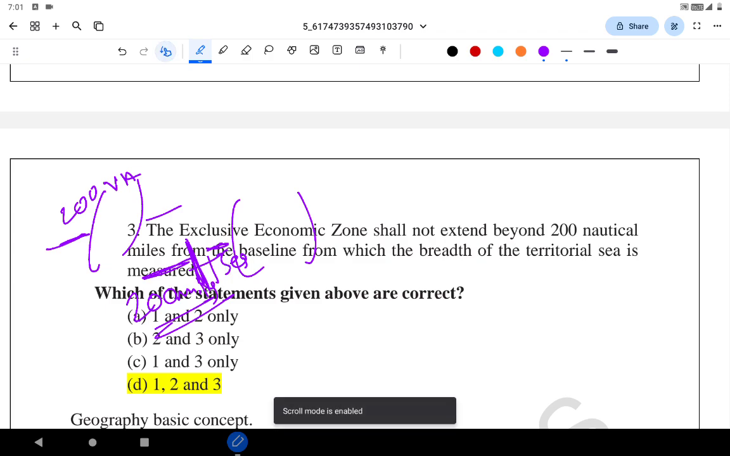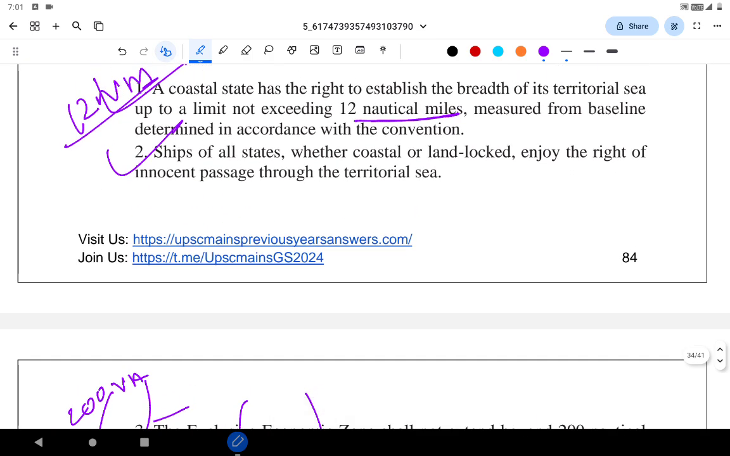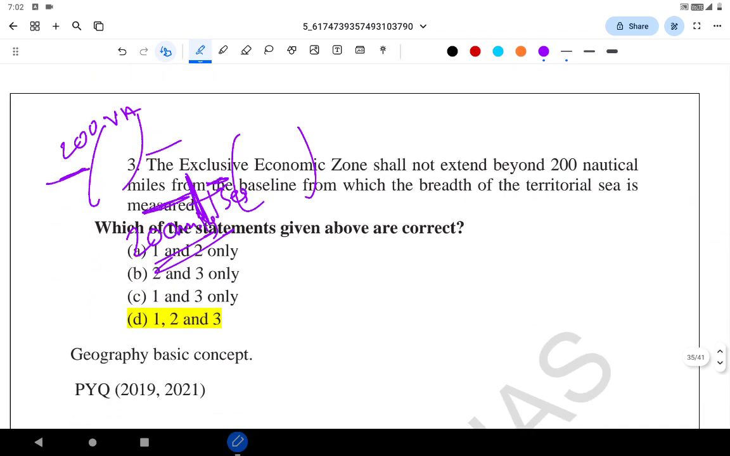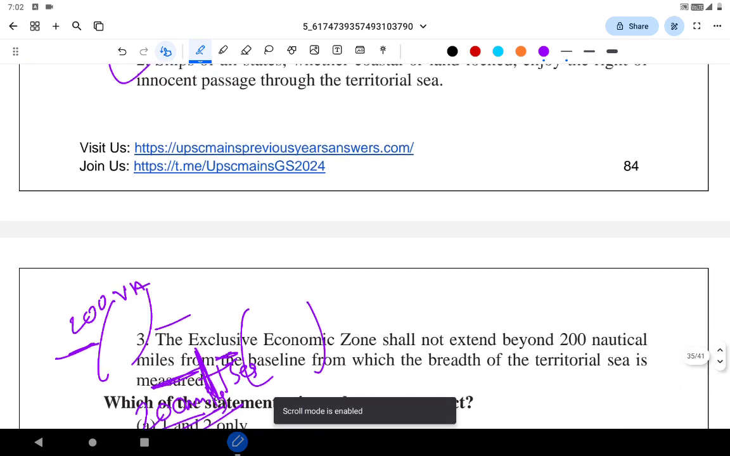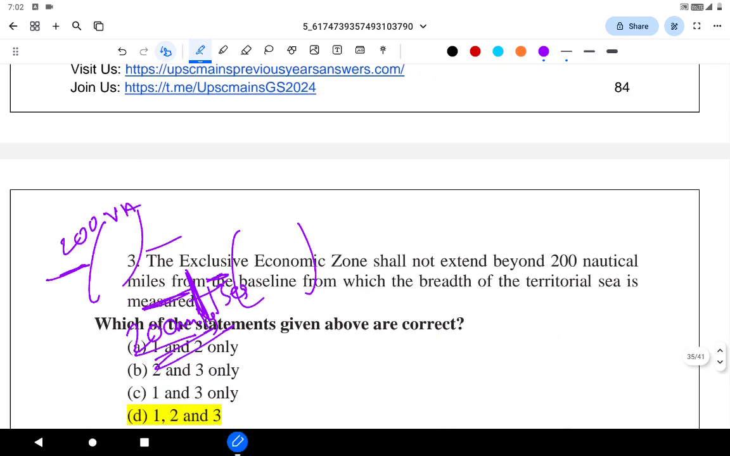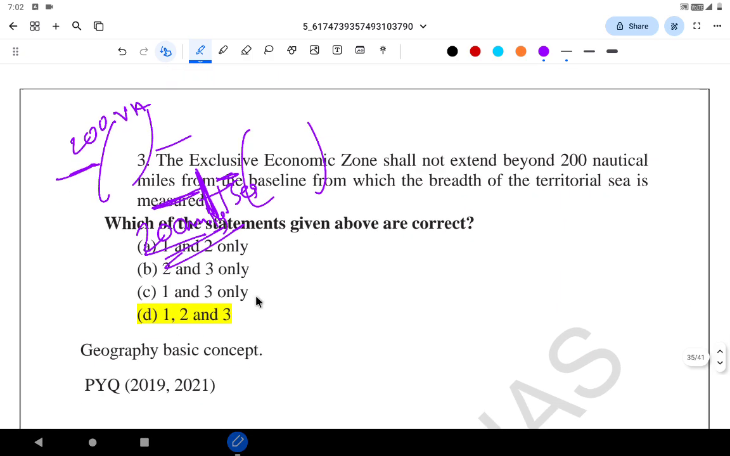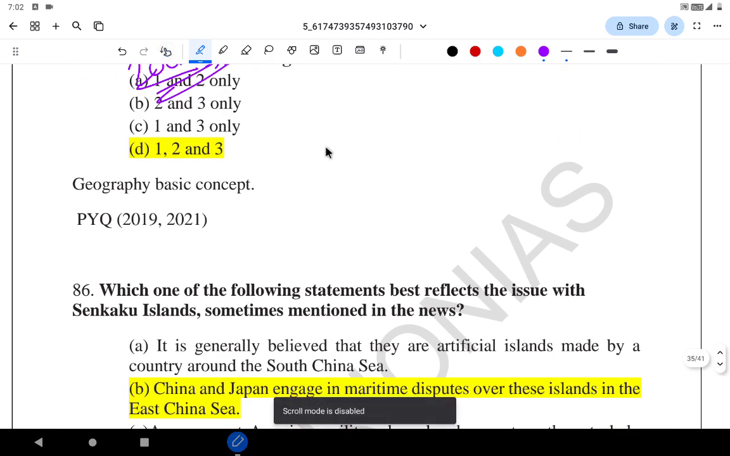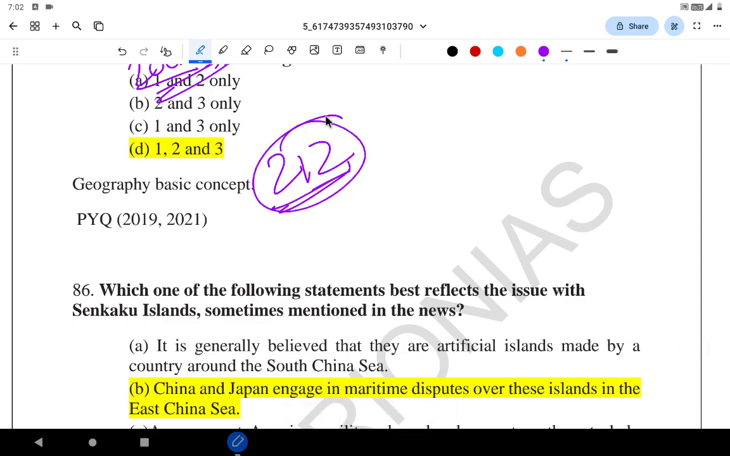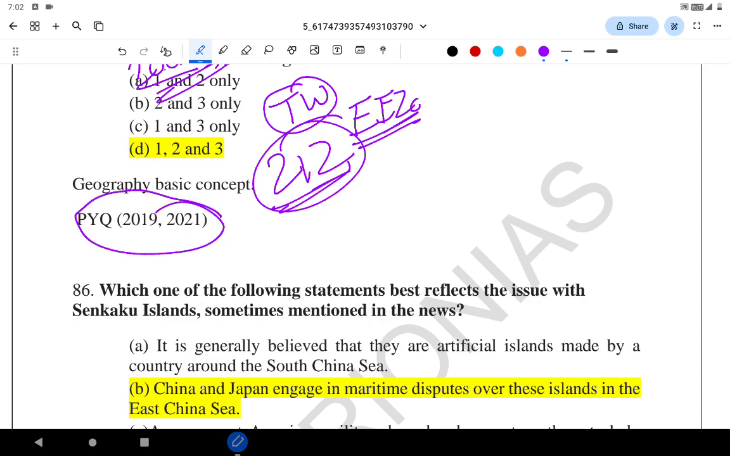The first is the territorial sea. Next is the exclusive economic zone. In total it is 200 plus 12 nautical miles, so it's 212 nautical miles. Together it's 212 nautical miles, including the territorial water or territorial sea and the exclusive economic zone, EEZ. It's asked in the PYQ 2019 and 2021 as well.